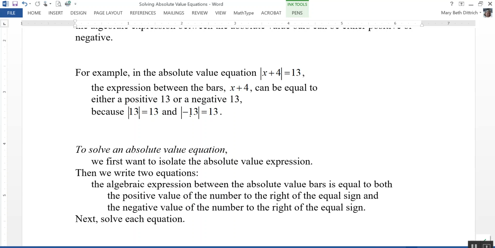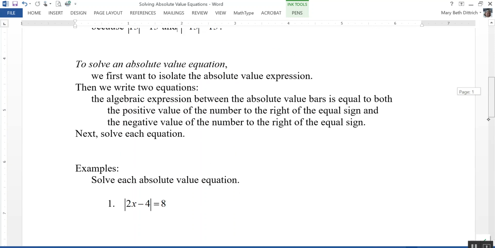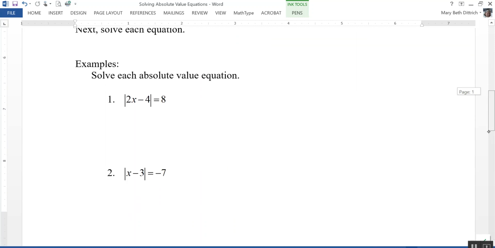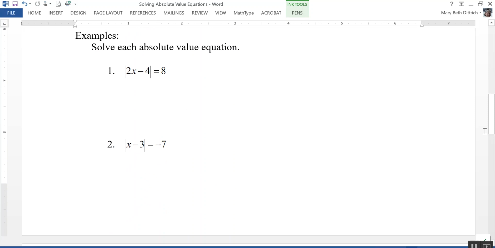Then we write two equations. The absolute value bars go away, and we take the expression that was between the bars and set that equal to both the positive value of the number on the right of the equal sign and the negative value of the number on the right of the equal sign. Then we have two equations and we just solve those separately. So let's take a look at several examples here. It says solve each absolute value equation.